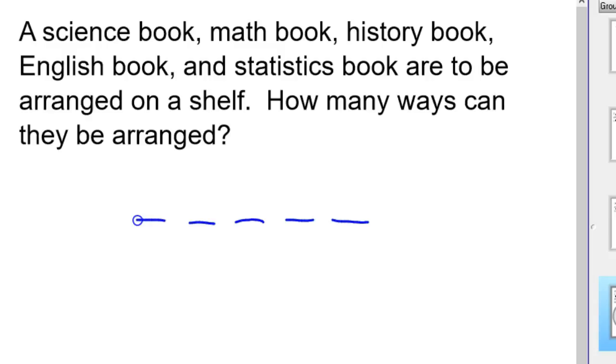So there's our five slots. You just have to think, in the first slot, how many books could I put there? Well, I could put five there. Now I've put a book there, so how many are left for the second slot? Four. Then how many for the third? Three, two, one. So you multiply those out: 5 times 4 times 3 times 2 times 1. That's 20 times 6, so there's 120 ways to arrange those books.